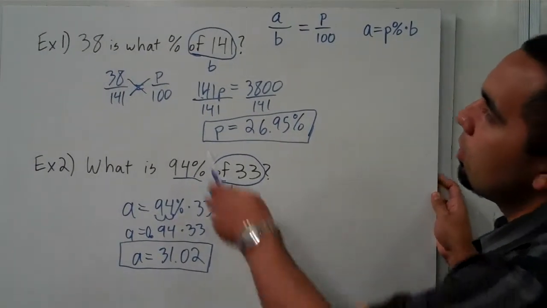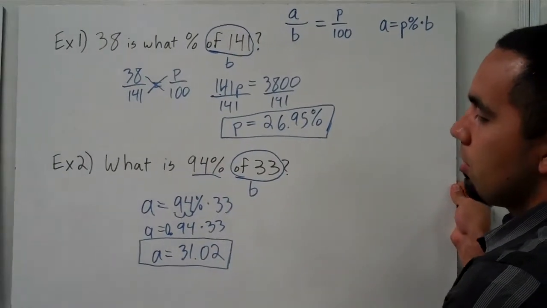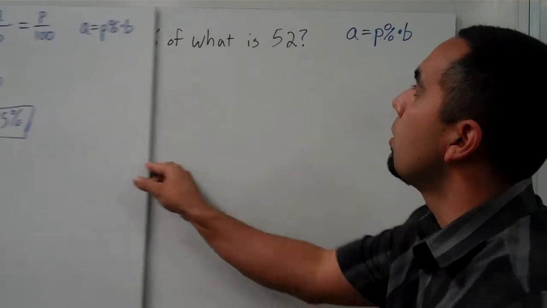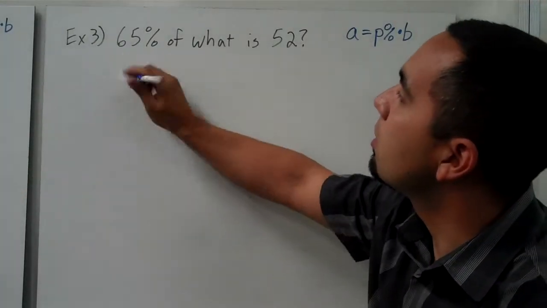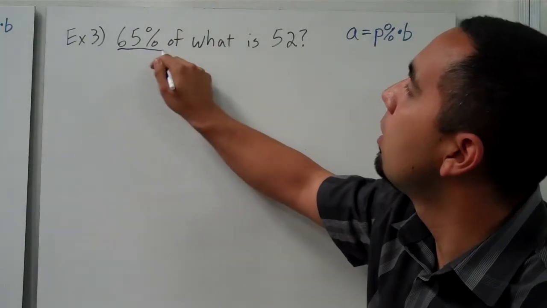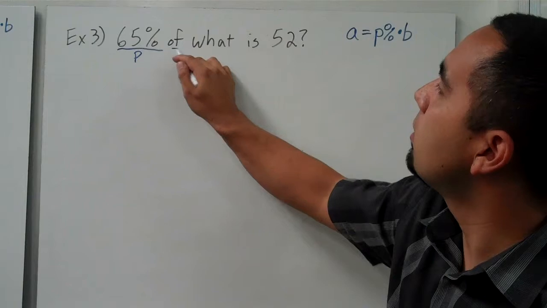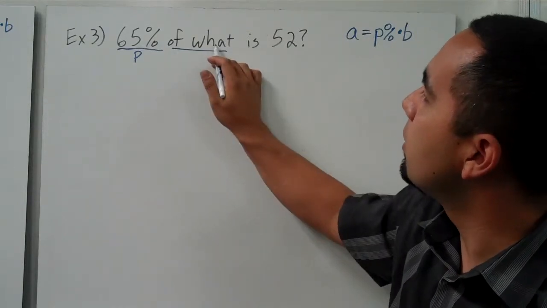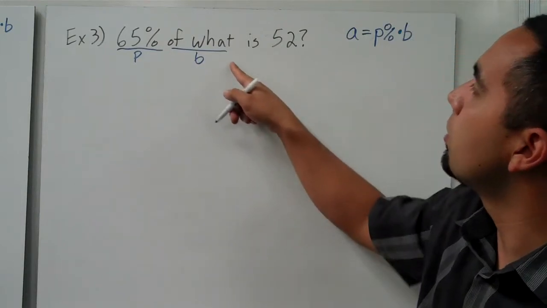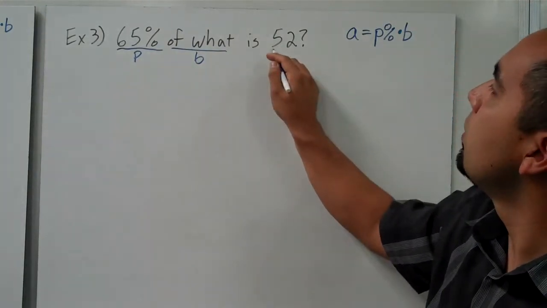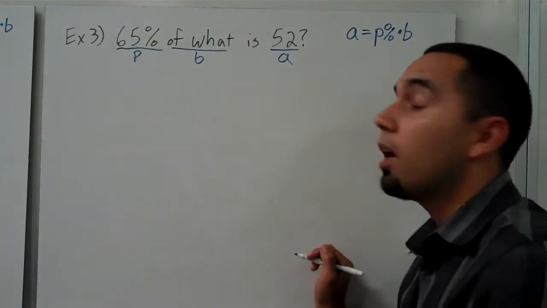Okay, let's try one more. In this case, we already solved for percentage. This one we solved for the part. So the last one we are going to solve for is our base. If you look at the question, it says 65%. So we know we have the percentage, that's our P, of what? Well, if it's of, whatever follows it is our B, that's what we're trying to solve for here because we don't know, is 52. Well then, if it's 52, that should be our A.